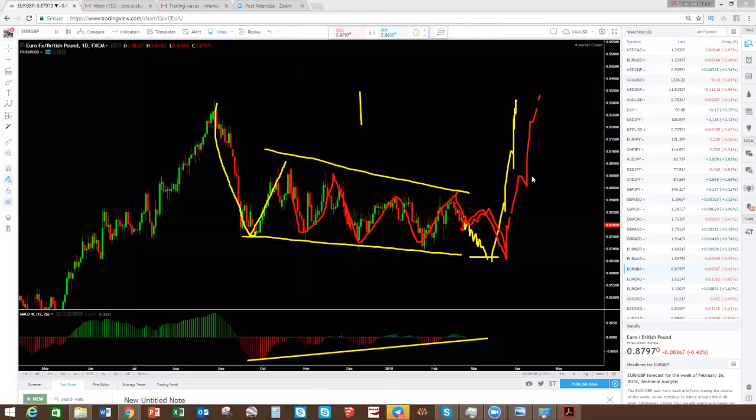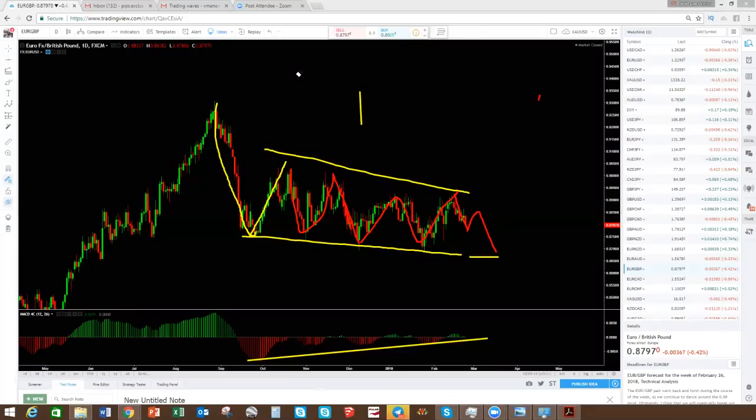Let me clean it up. One, two, three. Let's clean up what we don't want to see. What will this do? This will be your impulse, W, X, Y, and then we get the move with yellow. So we still want to get this move up.